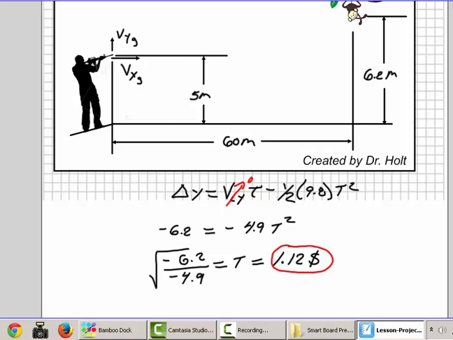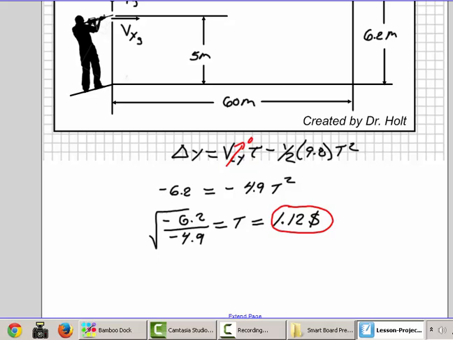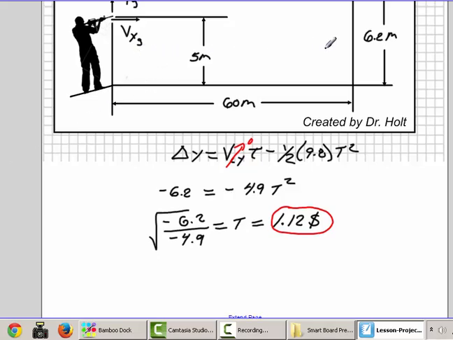From this, we can find out what our horizontal velocity would have to be of the dart gun as it shoots horizontally. Again, this is only the horizontal component. As I move horizontally, the only acceleration we have is gravity coming down. We do not have to include acceleration in our horizontal direction. So we can just go back and say that delta x is equal to vi in the x times t. We know our displacement is going to be 60 meters. We're going to solve for our velocity in the x direction.